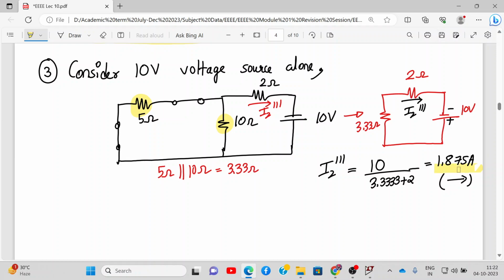This is the value of I2 triple dash. All right. And what does the superposition theorem say? So we can write step number 4 as by superposition theorem.